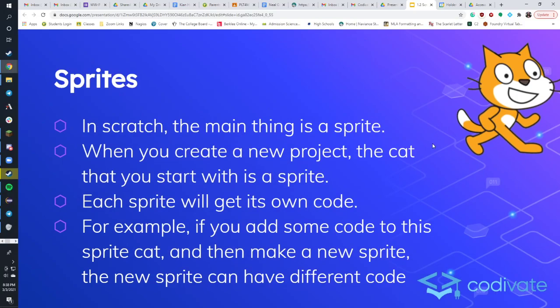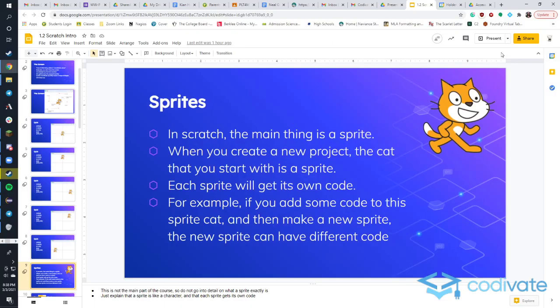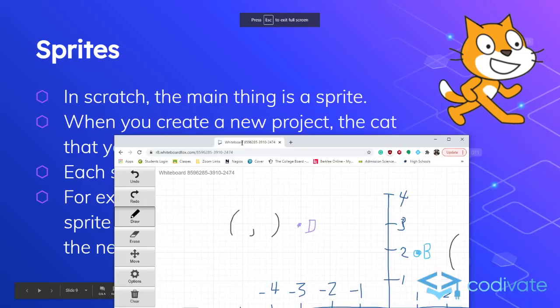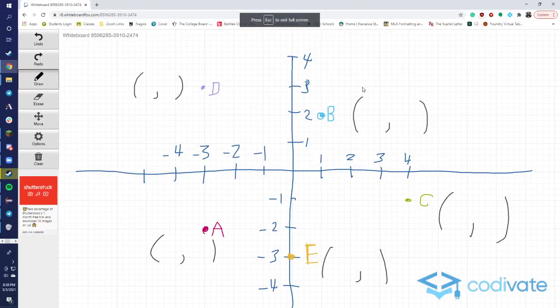I want to go a little bit more in depth on how the coordinate plane works. So let me bring this whiteboard here. This whiteboard has 5 coordinates on it, and I have drawn a coordinate plane here with numbers. The goal here is to take each of these points and write down the coordinates. And I'm going to show you a couple ways to do that.